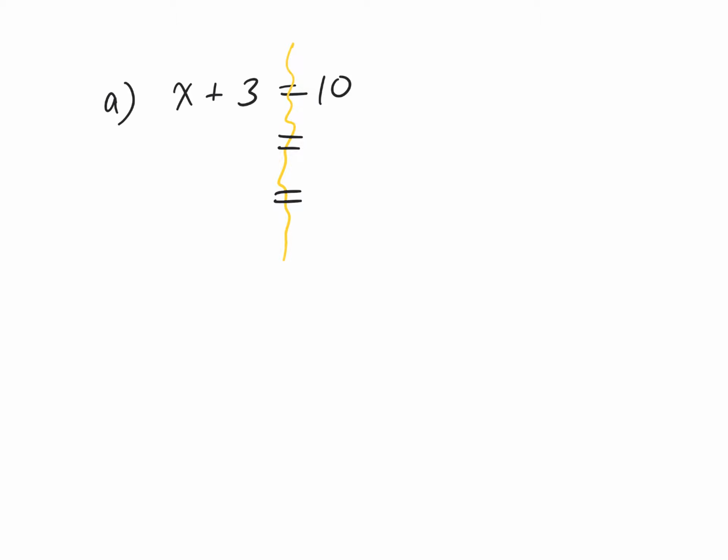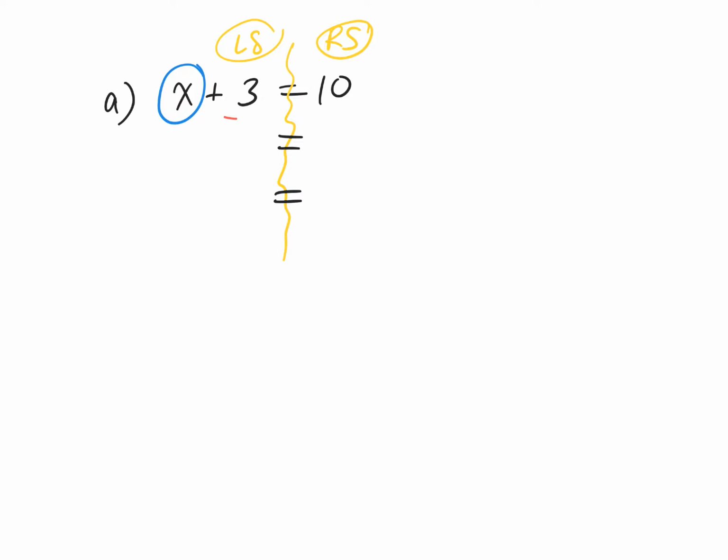Okay? So what's the first thing we want to undo? What's the first operation we want to get rid of? We have our left side and we have our right side. We're trying to get x by itself. So you always want to get rid of anything that's around the x. What's around the x? Okay, positive 3. So what's the opposite of plus 3?